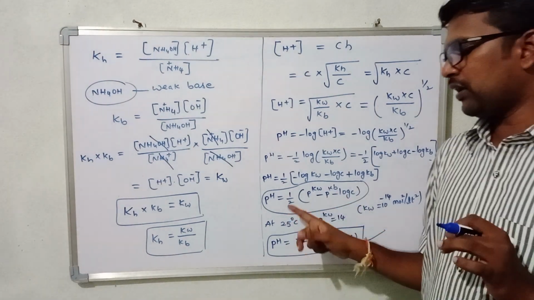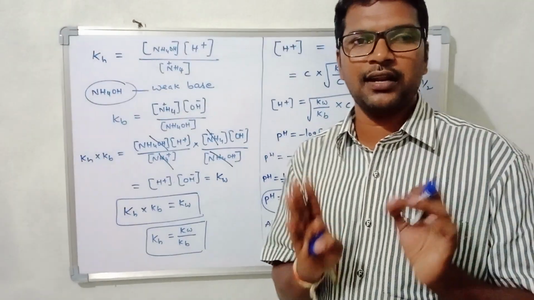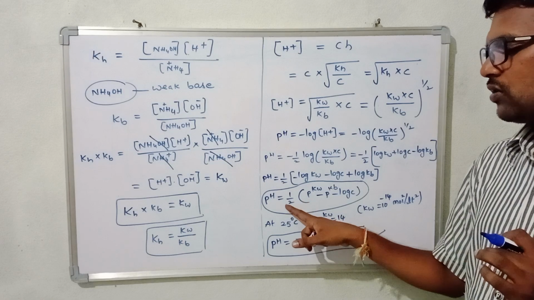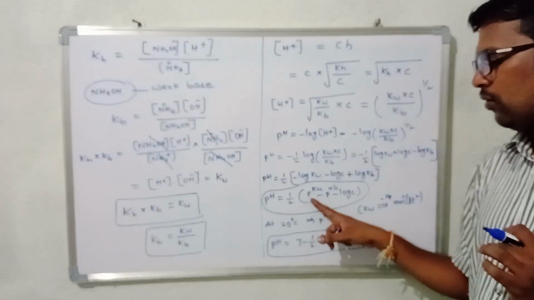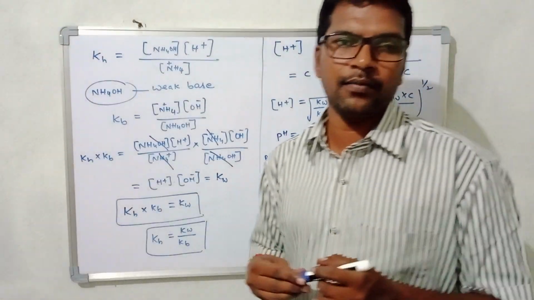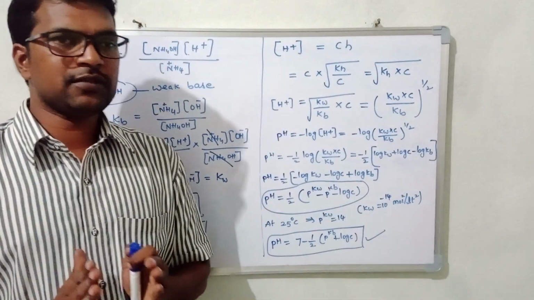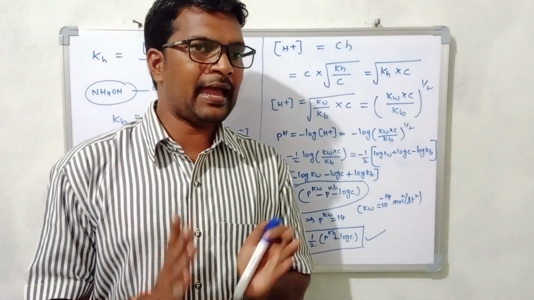Okay, at normal conditions, at any temperature, if you want to find the pH for a salt of strong acid and weak base, the formula we can use is pH is equal to 1 by 2 of pKw minus pKb minus log C. Okay, it is about salt hydrolysis. It is one example of a salt which is formed by taking strong acid and weak base.